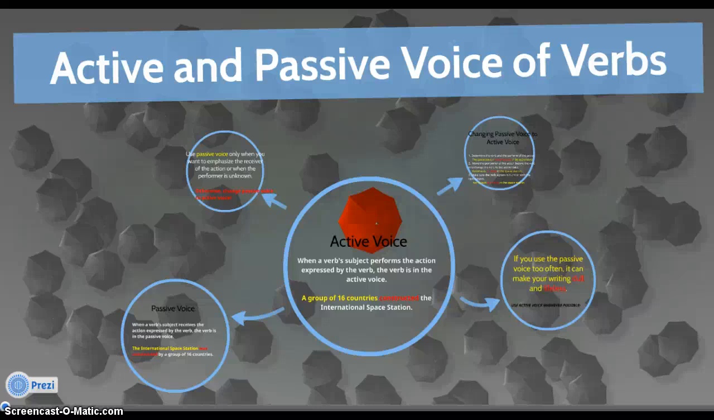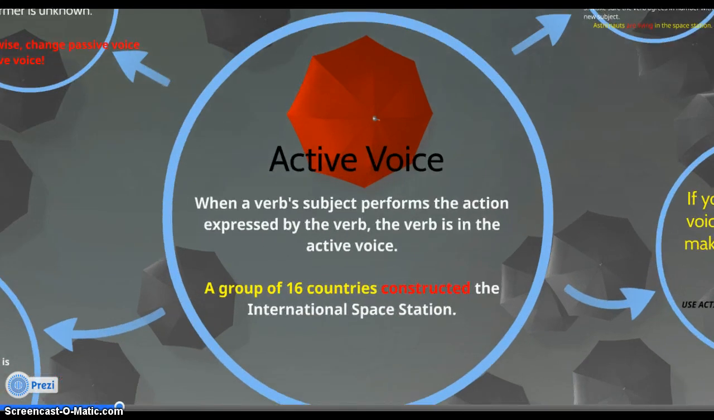What I want to talk about now is the active and passive voice of verbs. This is one of the most common writing problems that I see, especially among inexperienced writers, and it's very easy to fix. Let me explain the difference.